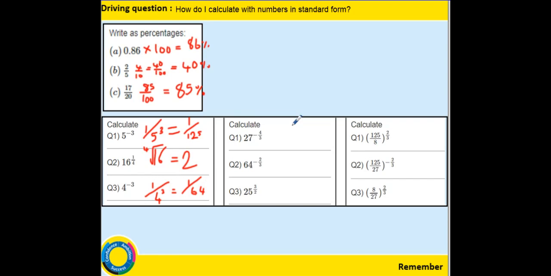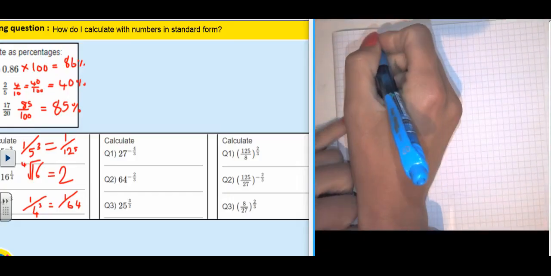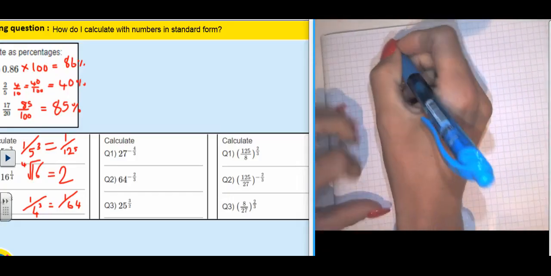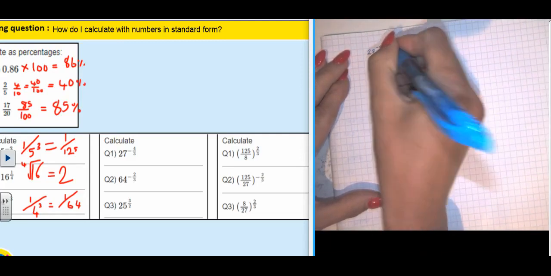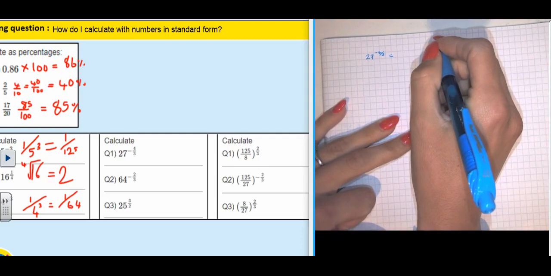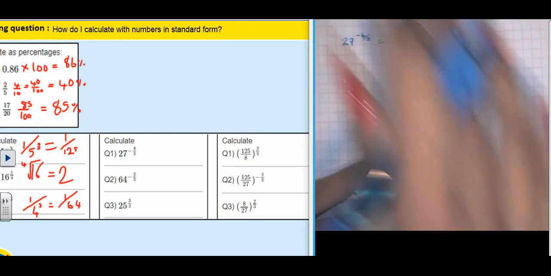Actually, these aren't working out to be very neat on my computer screen, so I'm going to go to my paper and write the rest of the answers on my paper. Okay, the rest of them I'm going to do on my paper so it's a bit clearer for everyone. 27 to the power of negative 4/3. Oh, let's zoom in a bit as well. There we go, that's a bit better.